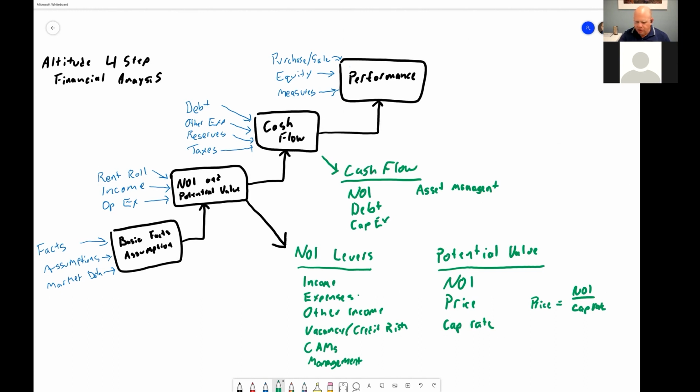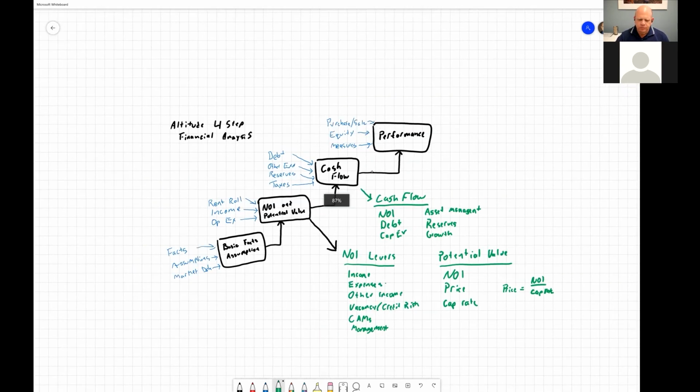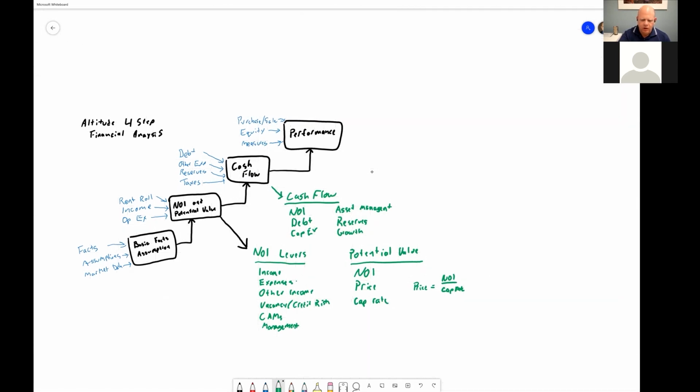We've got how much we are going to keep in reserves or how we're going to build up reserves. What assumptions we use for growth. And what is our hold period? Actually, let's change hold period up a level. So these are the main levers as it relates to cash flow.